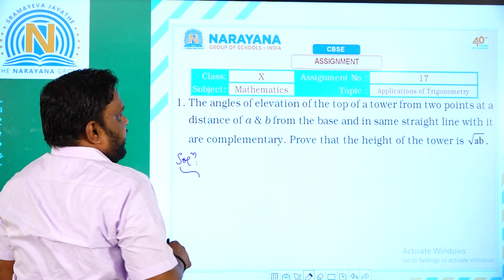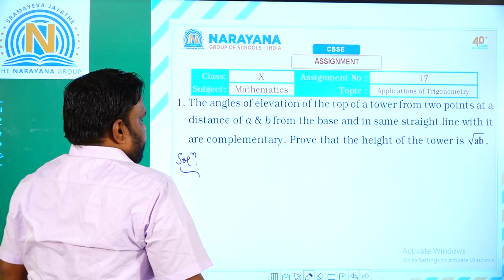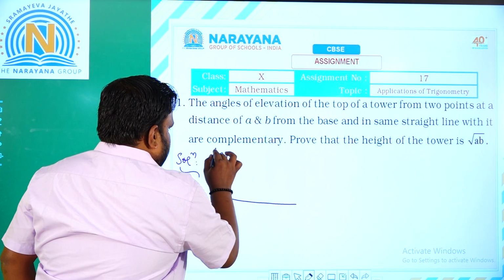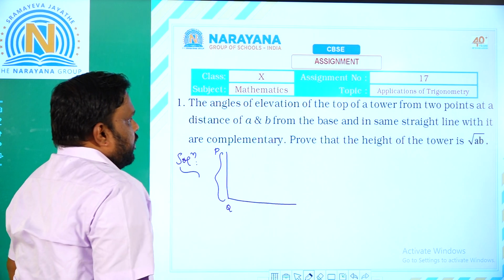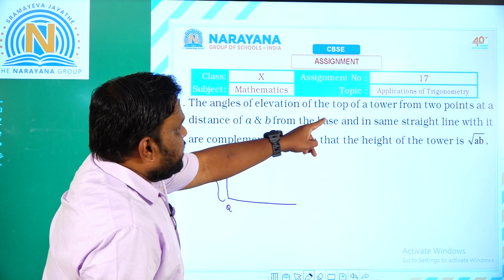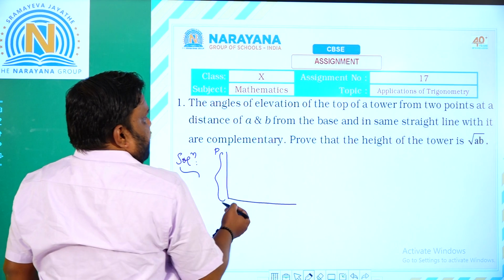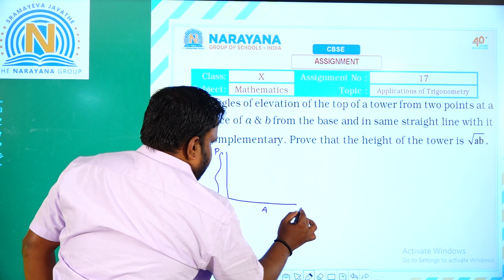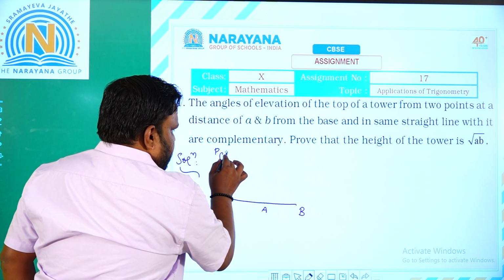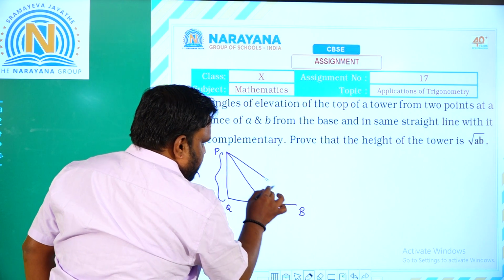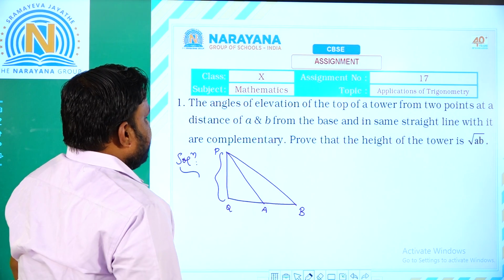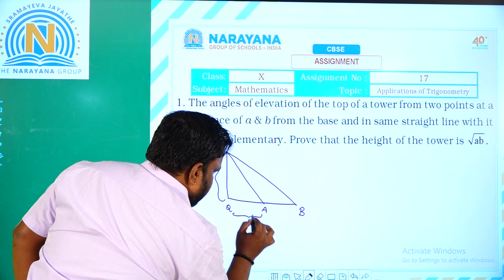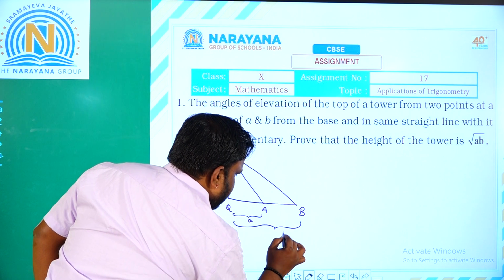If you look at the question once again, the angles of elevation of the top of a tower. So let us draw the tower first. This is the normal ground. Let us suppose PQ is the tower. Now, the angles of elevation of the top of the tower from two points at a distance of A and B from the base. So let us assume two points here. Take this as A, take this as B. These are the two points. Now, these two points are a distance of A and B from the base. That means the distance of the point A is A units and this is B units.